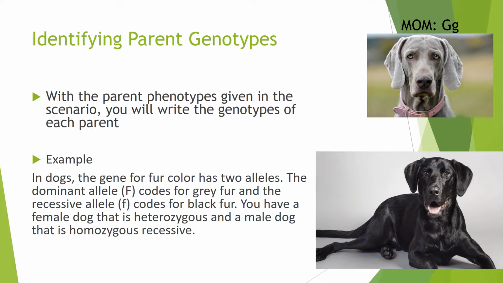Dad has 2 recessive alleles because he's homozygous recessive, so he has 2 of the same and they're both recessive. And that makes him black because he only has recessive alleles, so he's going to show the recessive trait. So dad has a little g and a little g because he's homozygous recessive. Please be sure that you are filling this out on step B of example 1 on your sheet.